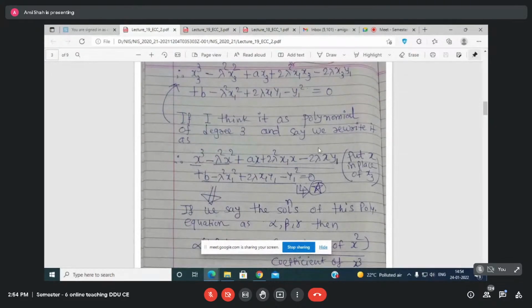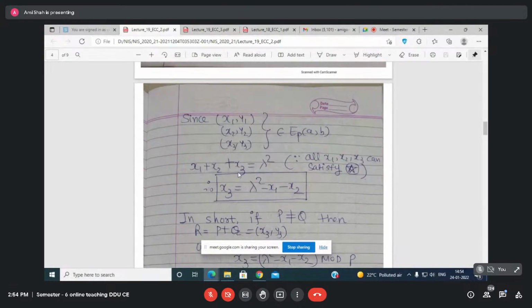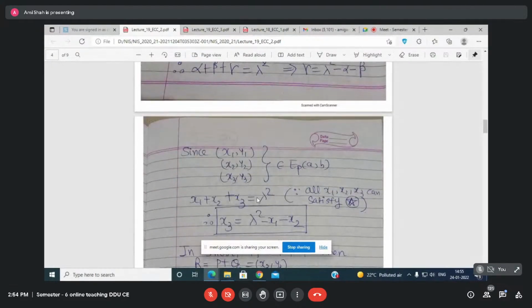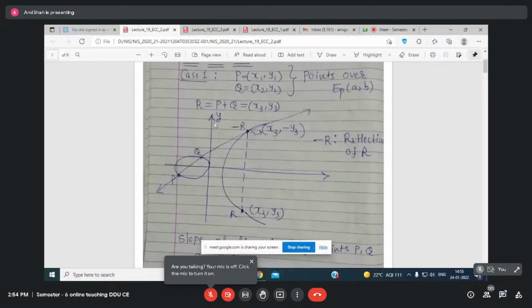And if I am getting the polynomial equation, then obviously the solution is x1 plus x2 plus x3, that is lambda square. So now I am finding x3 equals lambda square minus x1 minus x2. And remember that here I have considered that these 2 points have different coordinates. So this is the first case. If you want to get the value of x3 y3 where the operation is plus, case number one is where the coordinates are different.